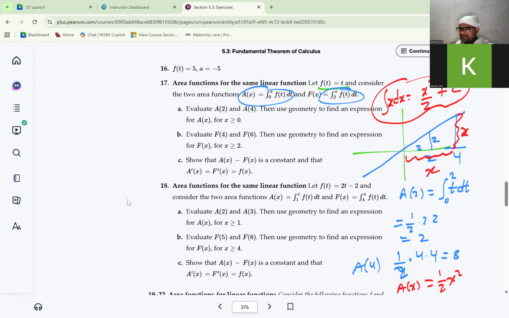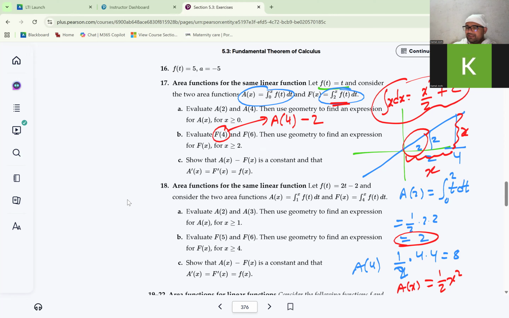Evaluate F of 4 and F of 6. Now for F of 4 and F of 6, because F is the integral from 2 to x, you are going to be subtracting this area. This A of 2 that we computed, whose value is 2, F of 2 is not going to count that, because it starts from 2. So I can clearly say the answer is going to be like, for example, F of 4 will be A of 4 minus 2, the area of that small triangle, that part.